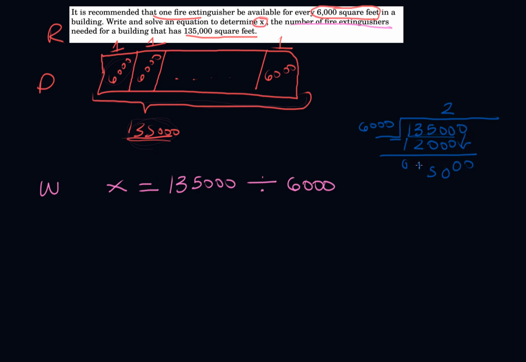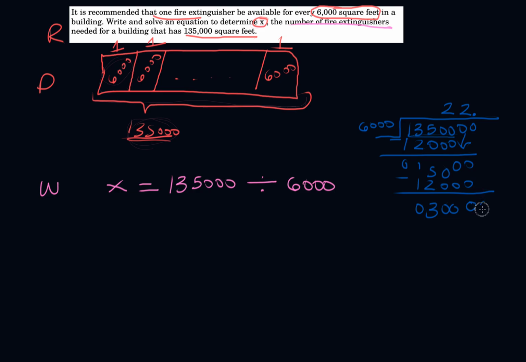Does 6,000 go into 15,000? Yes, 2 times again, because 6,000 times 3 is 18,000, and that's too much. We only need 2. So 2 times 6,000 is going to give us 12,000. Subtract, and we are left with 0 minus 0, 0. 5 minus 2 is 3. 1 minus 1 is 0. And then we need to do one more. Put our decimal point there.